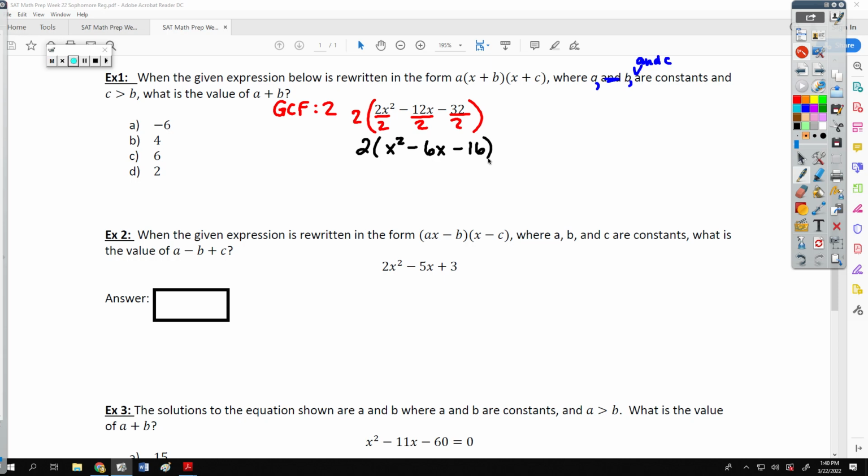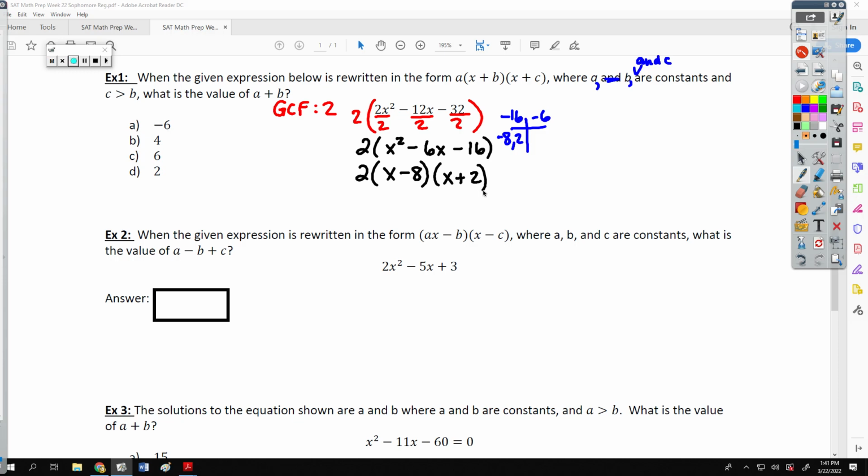Now that remaining trinomial there, that can be factored. We're looking for a pair of numbers that multiplies to negative 16 and adds to negative 6, which we've been practicing for several weeks now. Those numbers would be negative 8 and 2. Negative 8 times 2 is negative 16. Negative 8 plus 2 is negative 6. So that tells us that this expression factors into x minus 8 and x plus 2.